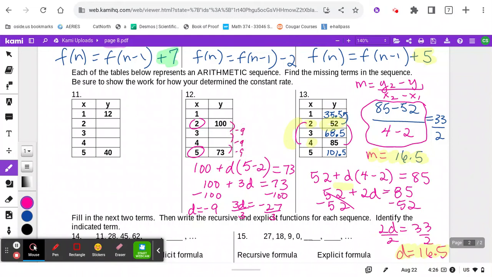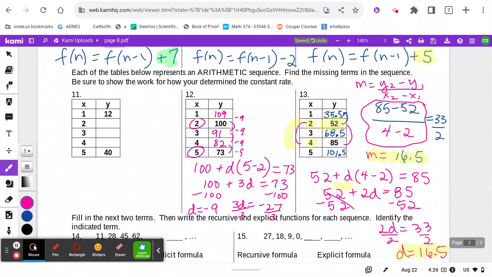That means I'm subtracting 9 at every step. So 100 minus 9 gives me 91. 91 minus 9, 82. 82 minus 9, yep, I got 73. What if I want to go backwards? You got it, 109. 109 minus 9 would give me 100.